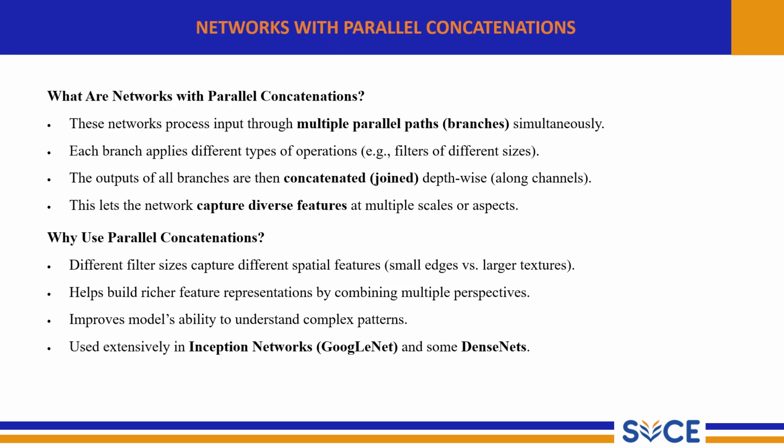Networks with parallel connections, concatenations. It processes the input through multiple parallel paths or branches at the same time. Each branch applies different types of operations, such as filters of varying sizes, to extract unique features. After processing, the outputs from all branches are concatenated depthwise along the channels. This design allows the network to capture diverse features across multiple scales or aspects, improving its ability to understand complex patterns.